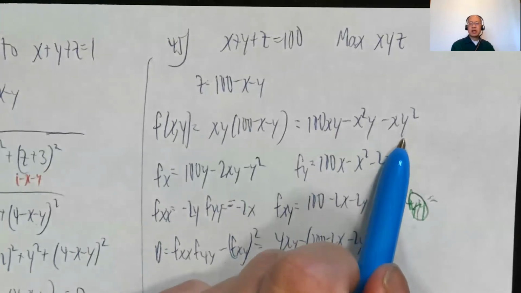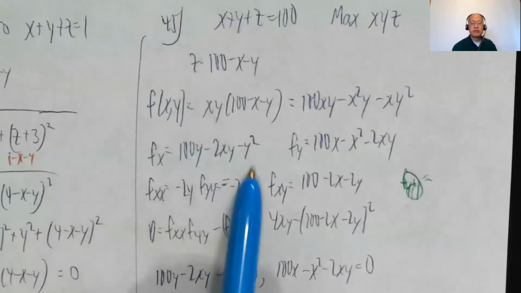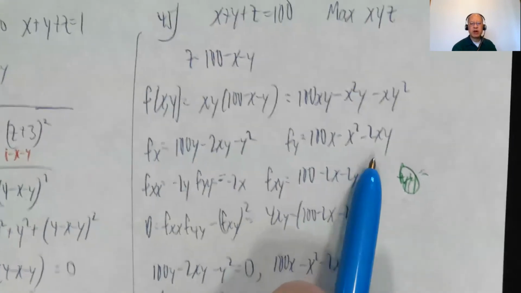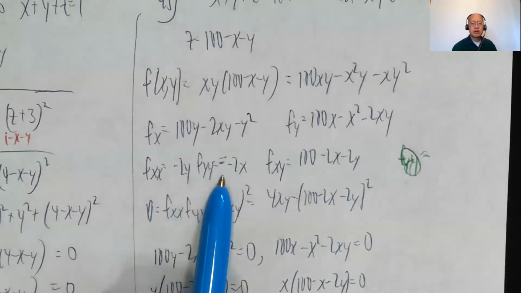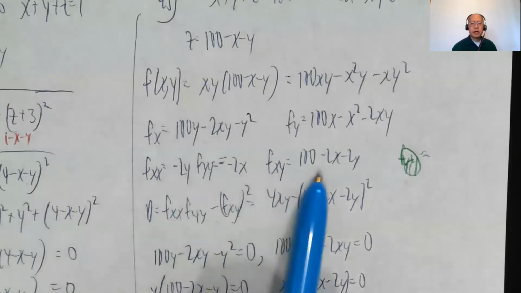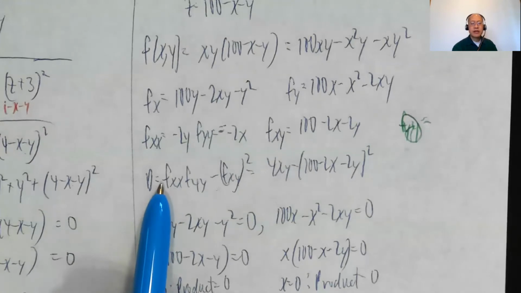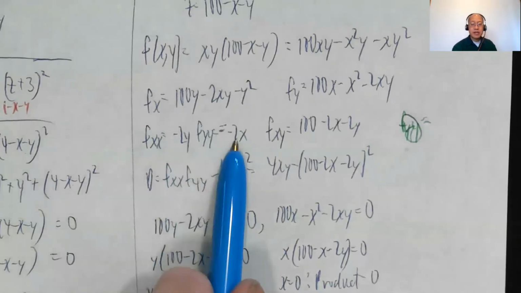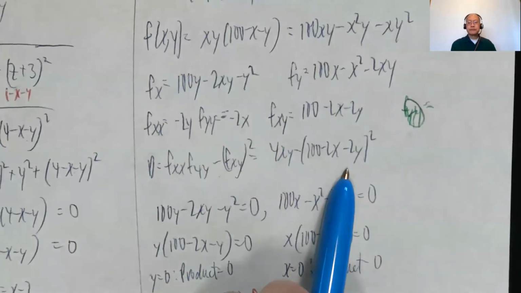So that's the thing you're trying to maximize or minimize. In this case, maximize. Okay, so fx is 100y minus 2xy minus y squared. Fy is 100x minus x squared minus 2xy. Fxx is -2y. Fyy is -2x. Fxy is 100 minus 2x minus 2y. And then the big D, fxx times fyy minus fxy squared. So that times that is 4xy minus this quantity squared.